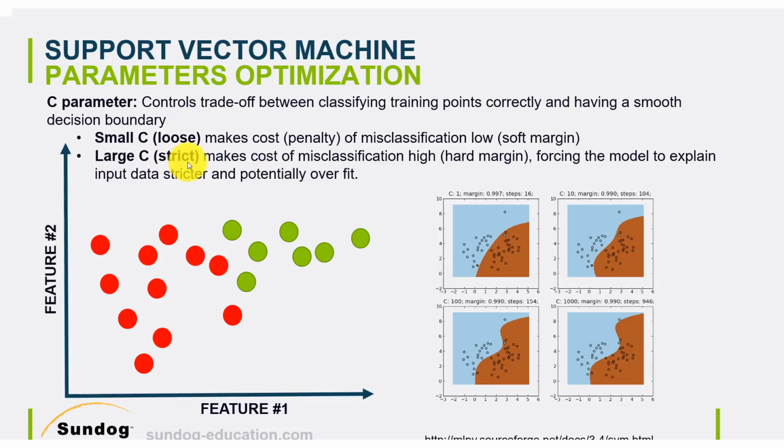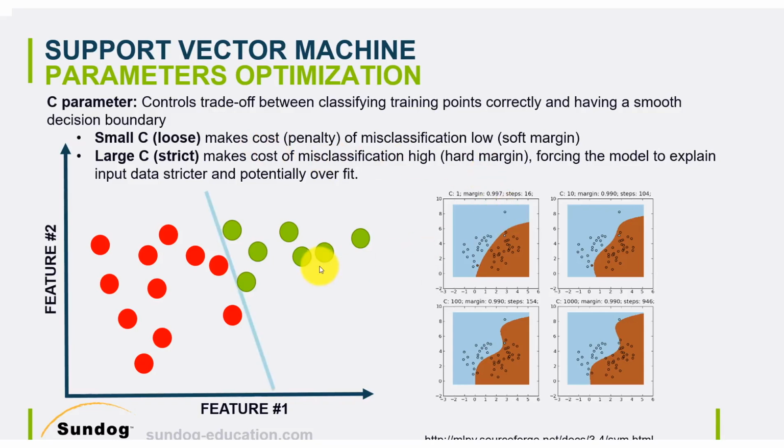That means I'm going to be very strict, and I will do my best not to make that mistake again, in a nutshell. If my C parameter is very small, then I'm very loose, which means the cost or the penalty of misclassification is low. What do you mean by this? Okay, let's take a look.